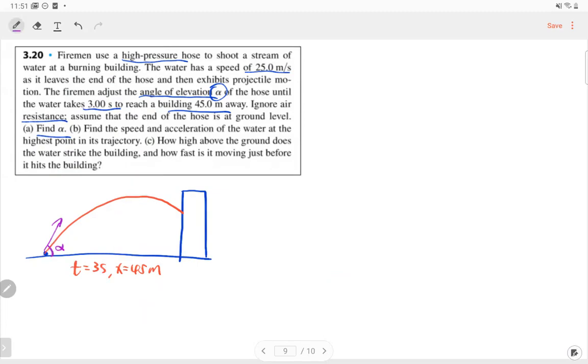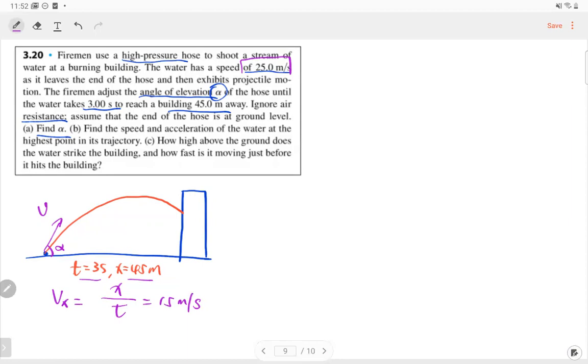Let's see. We know the water speed is 25 meters per second. That's the total velocity. And to find the angle, we need to know either the Y component or X component of the velocity. So from the condition we know it takes 3 seconds to go 45 meters away. So we can solve for the X component of velocity. That will be the X displacement over time. That will be 15 meters per second.